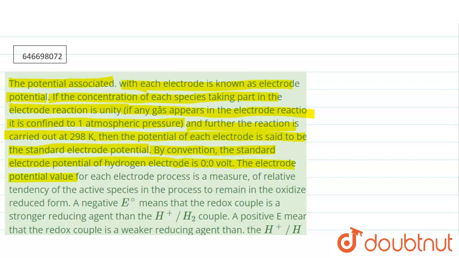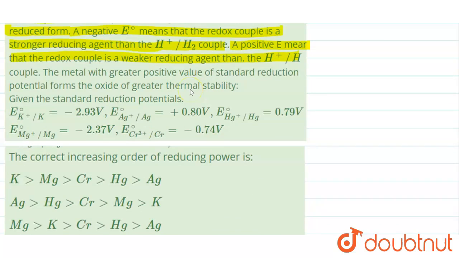The electrode potential value for each electrode process is a measure of relative tendency of the active species in the process to remain in the oxidized or reduced form. A negative E naught means that the redox couple is a stronger reducing agent than the H plus or H2 couple. A positive E naught means that the redox couple is a weaker reducing agent than the H plus H2 couple. The metal with greater positive value of standard reduction potential forms the oxide of greater thermal stability.